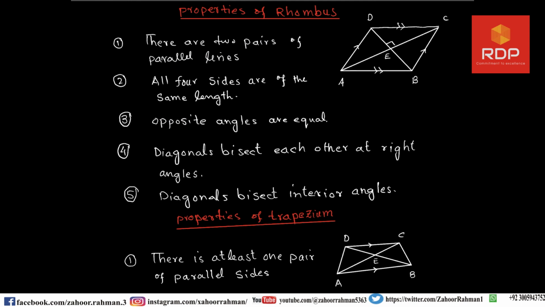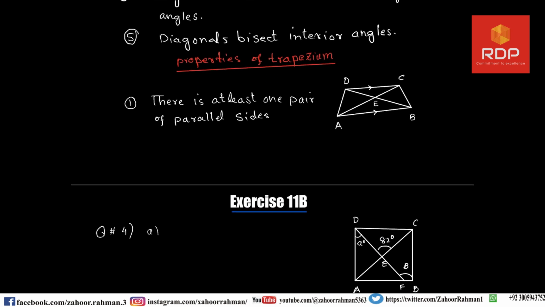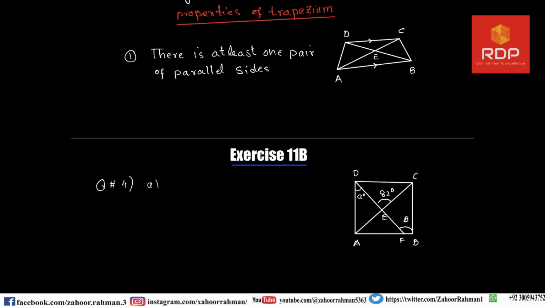Number 4 is diagonals bisect each other at right angle, which is shown here that they are bisecting each other with 90 degree. Number 5 is diagonals bisect interior angle. So they are dividing the angle into equal parts. Remember these. Third one, and the last one, is trapezium.